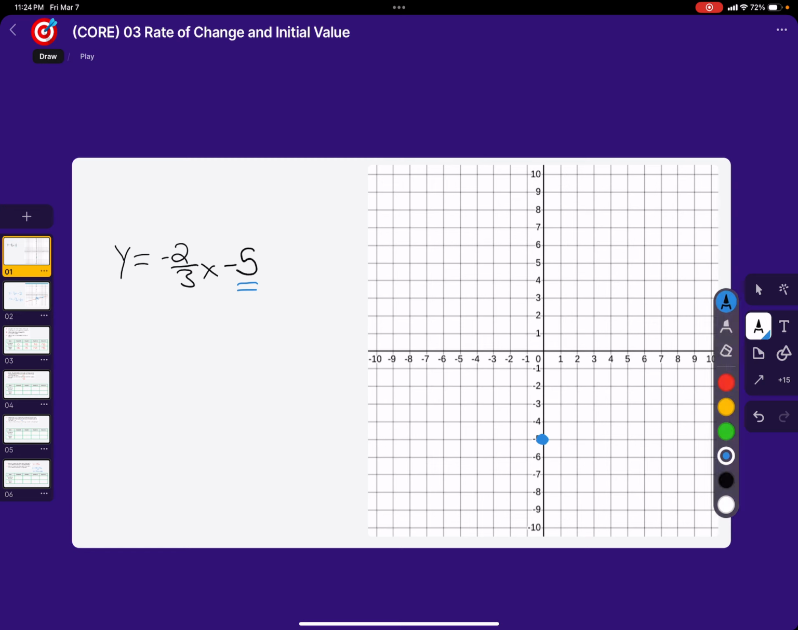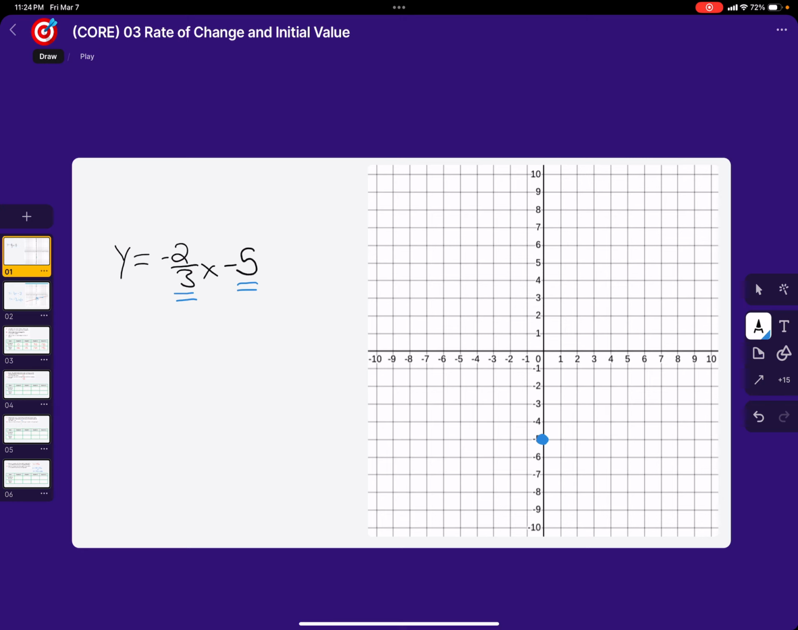Next, I'm going to use my slope, which is negative 2/3, to help me find the other point. When I have a negative slope, I always want to have one positive move, which could be up or to the right, and one negative move, which could be down or to the left. The reason is that a fraction is division. A negative divided by a positive, or a positive divided by a negative, equals a negative. We don't want two negatives, because two negatives is really a positive.